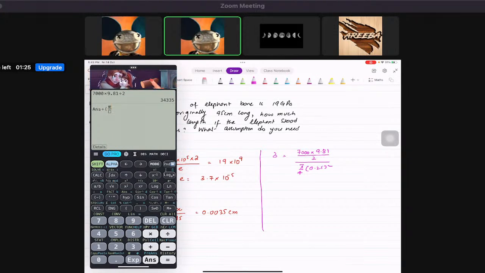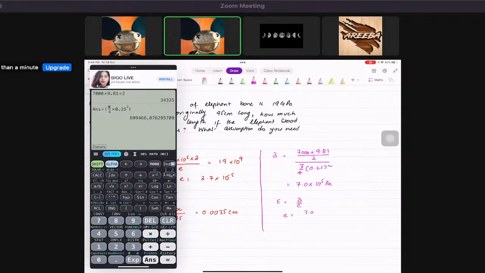Shift pi by 4 times 0.25 whole square, and now stress is somewhat like 7.0 times 10 raised to power 5 pascals. Okay, all right, and then we have to use Young's modulus, stress over strain. So strain is going to be stress divided by, and that should be 19 times 10 raised to power 9.